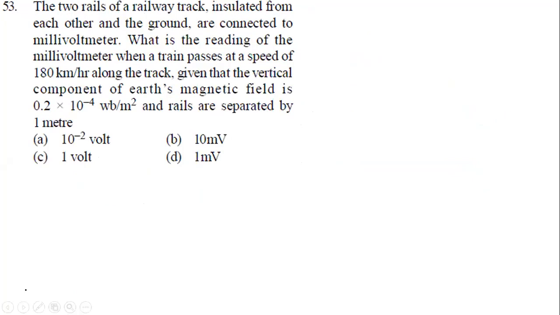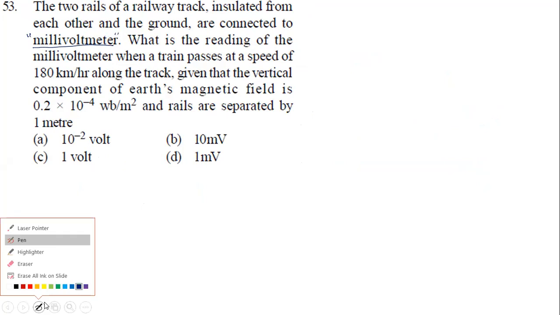Let's look at this question now. Question number 53. Two rails of railway track, insulated from each other and from the ground, are connected to a millivolt meter.